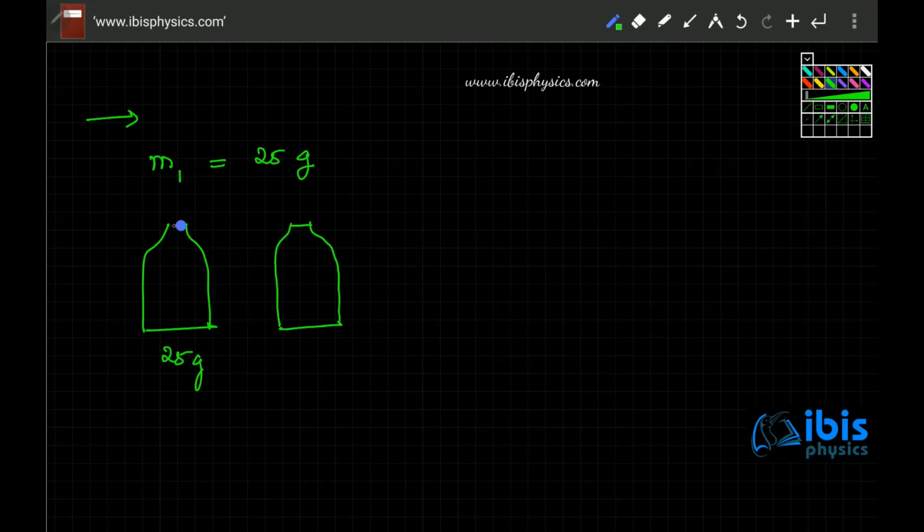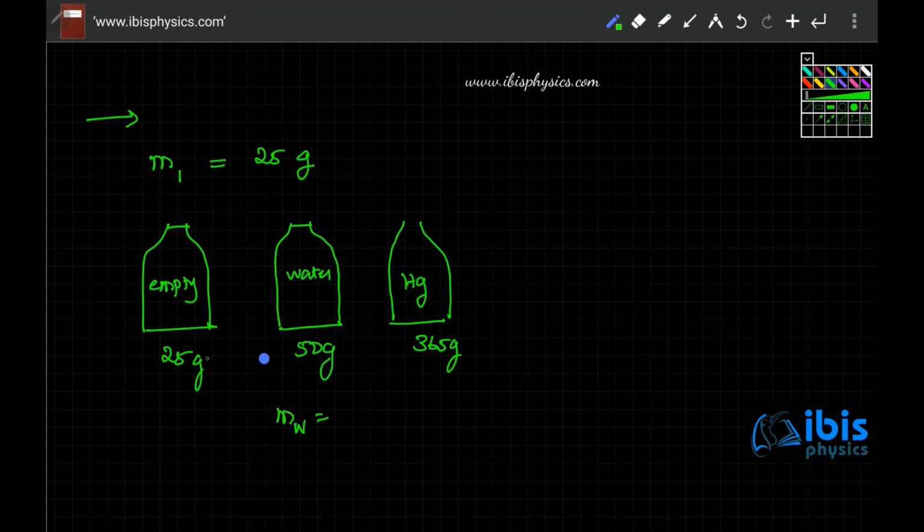So when it is empty, it is 25 grams, with water 50 grams, and when you fill it with mercury it is 365 grams. So then what is the water's mass alone? Mass of the water is equal to 50 minus 25 grams. So the mass of the water is 25 grams.